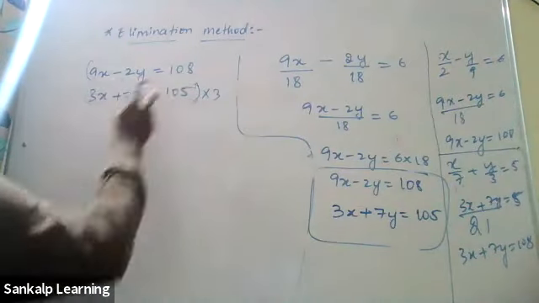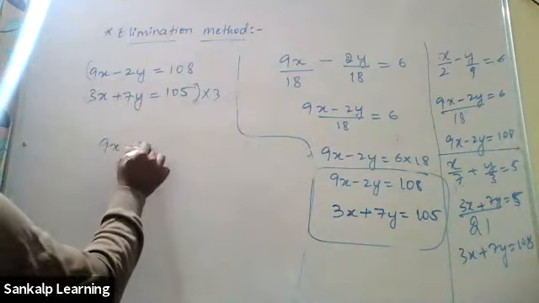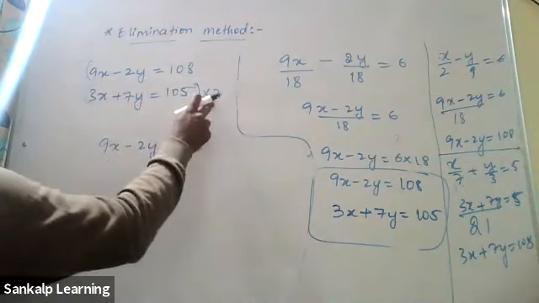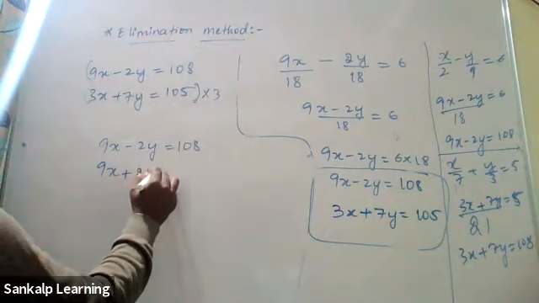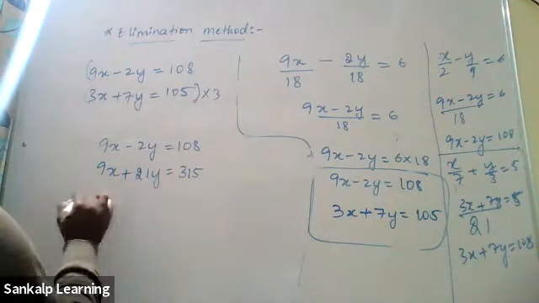Isn't it easy? Write the first equation as it is: 9x minus 2y equals 108. Just multiply. 3 into 3 is 9. 3 into 7 is 21. 3 into 105 is 315.